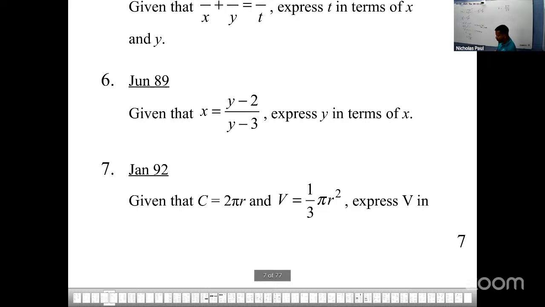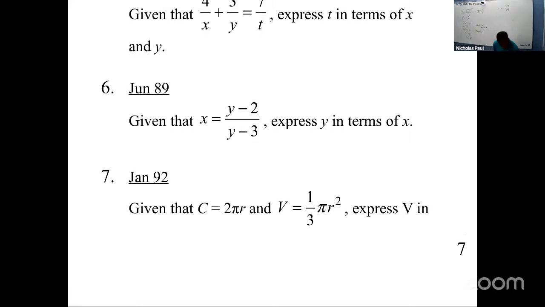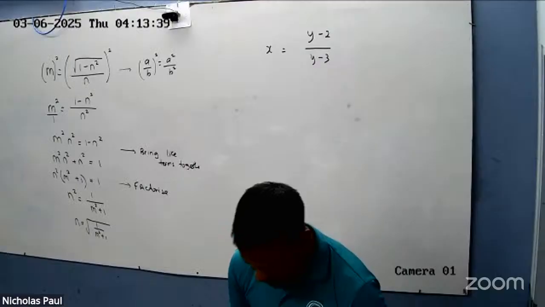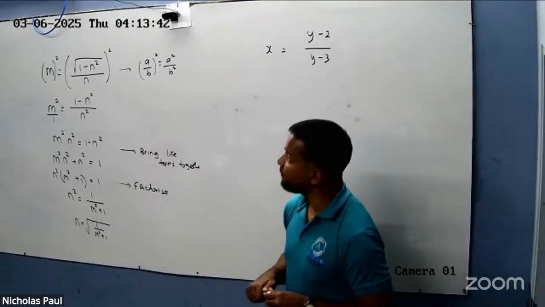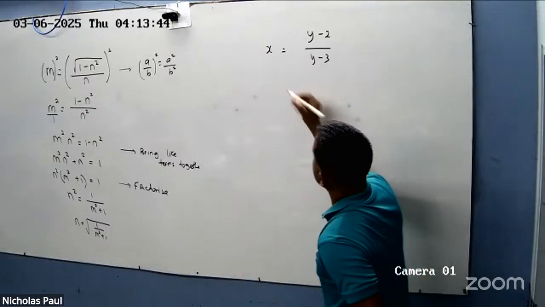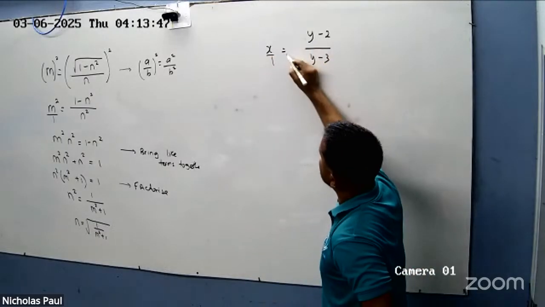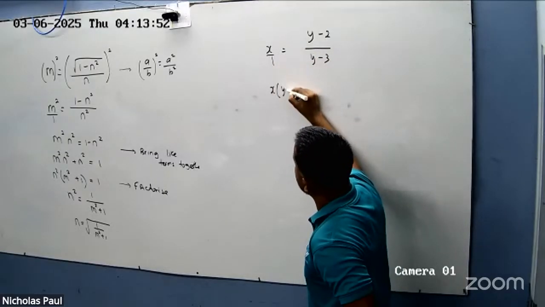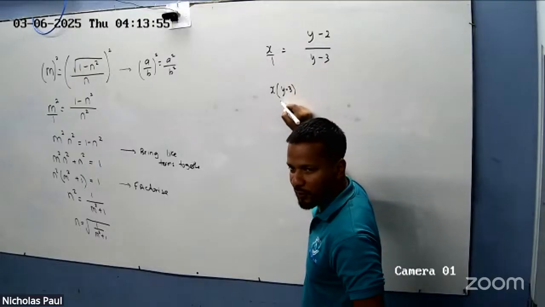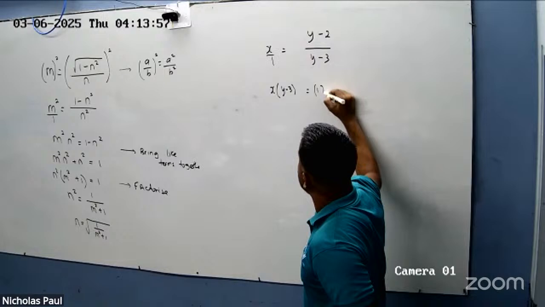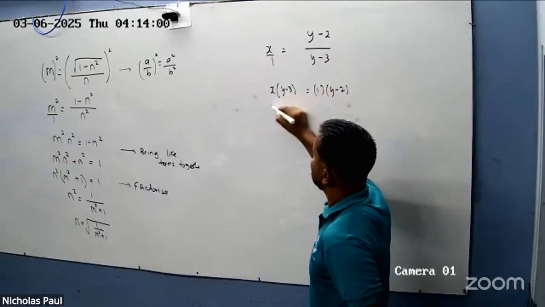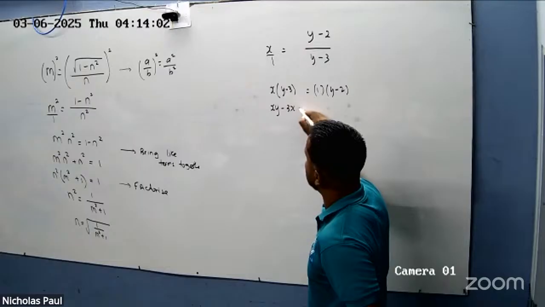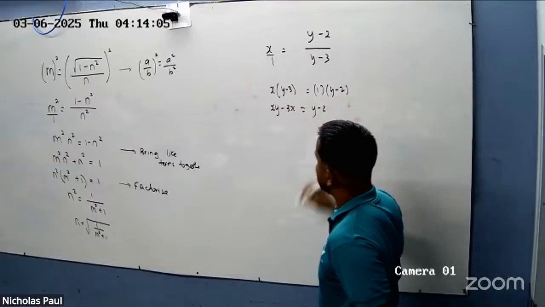We did the same thing when we did function, the hard ones. Right, it's the same thing. So watch this here. Same problem. Two fractions, equal sign, cross multiply. So I'll get x multiplied by y minus 3. Don't skip this step like earlier. Write it out. 1 multiplied by y minus 2. This will give you xy minus 3x. This will give you y minus 2.